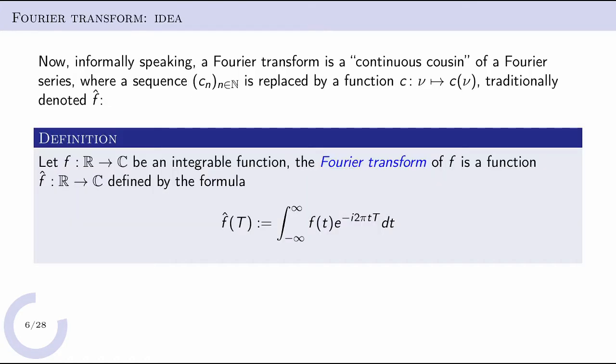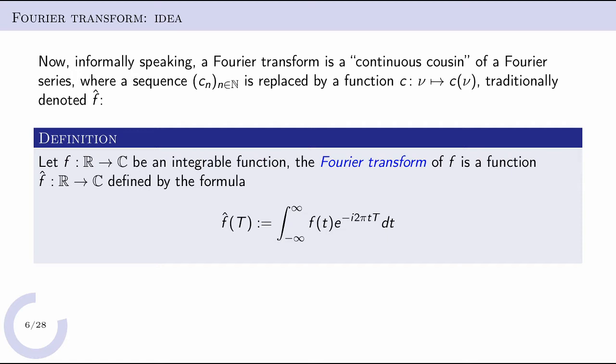So now we can go to the Fourier transform. What is a Fourier transform? We can think of a Fourier transform as a continuous counterpart of a Fourier series. Whereas in a Fourier series we have a sequence of coefficients, now, instead of a sequence of coefficients, we will have a function defined on a continuous domain.